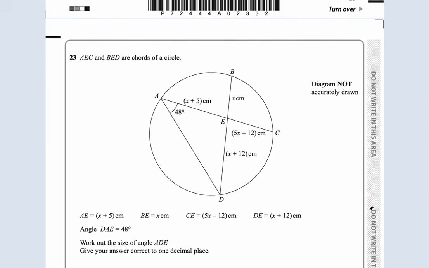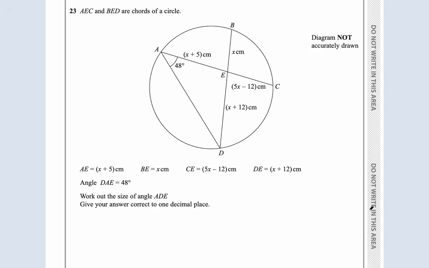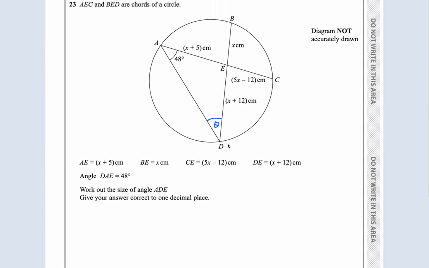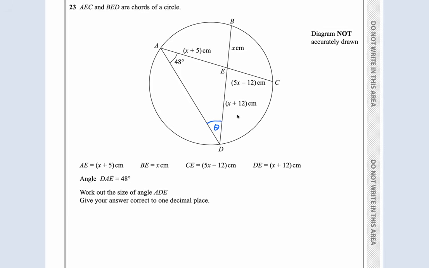Okay, question 23. A, C, and B, D are chords of a circle. We're given all this information. This angle says work out the size of angle ADE. So that's this guy here, guys. Let's call this angle ADE theta. Give your answer correct to one decimal place. Okay, so guys, one thing to note, this is a 5-mark question and they've given us a lot of space, and it's question 23. It's not going to be easy.